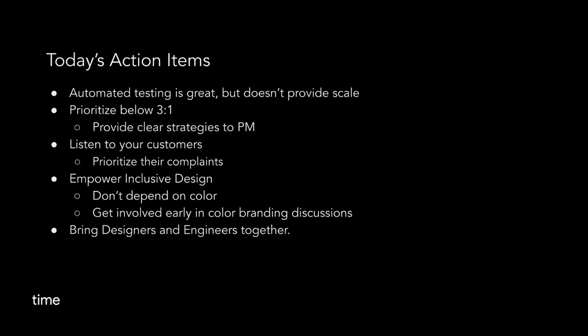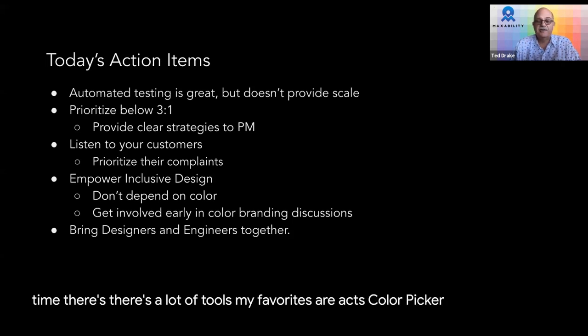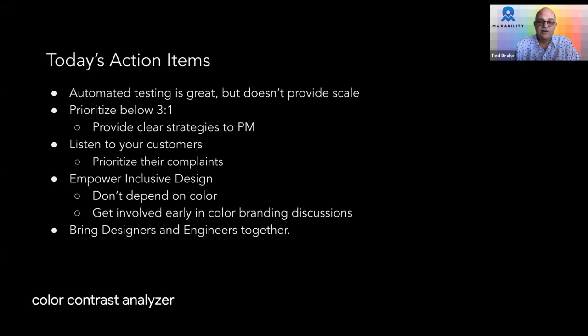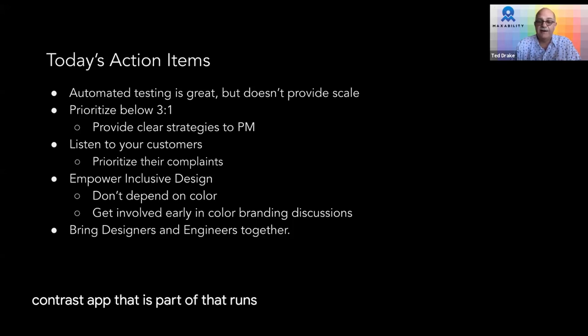So if there are any questions, I think it's more about the discussion of the different tools available for accessibility audits. Yeah, there's a lot of tools. My favorites are Axe, Color Picker, and the Color Contrast Analyzer that was created by Paciello Group. I like the contrast app that runs on the Mac, so it can be used inside web pages or within desktop applications. There's a lot of really good stuff out there.